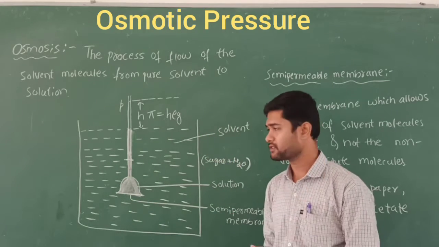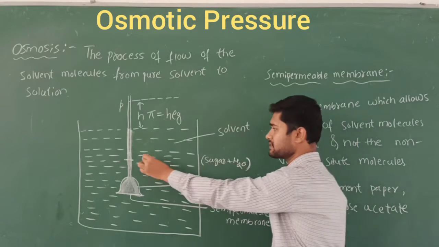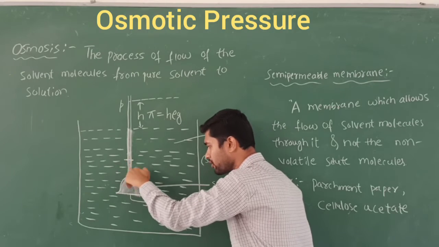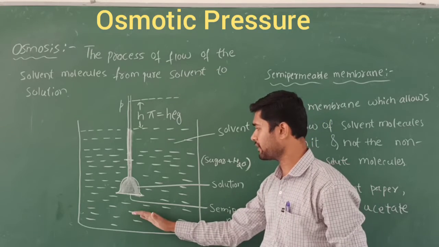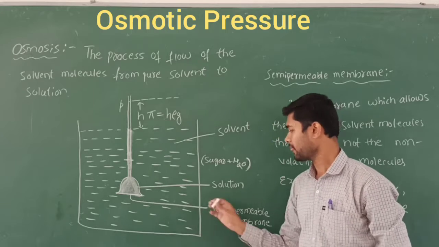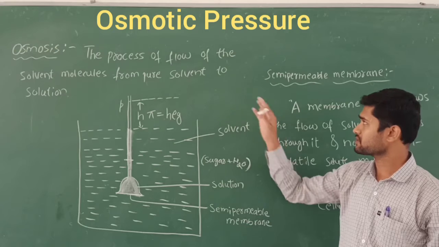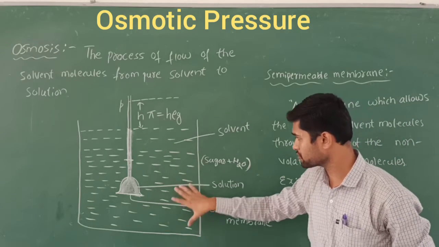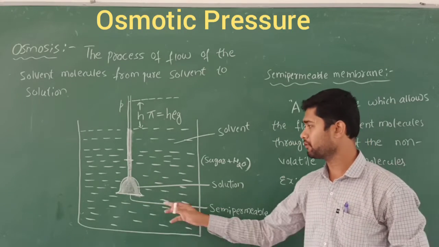The solution also contains water, because sugar and water are there in the thistle funnel. Slightly, these water molecules from the thistle funnel also flow into the solvent. But the rate of flow from the solvent to the solution is greater than from the solution to the solvent. That is called osmosis. Let's take the definition once more: the process of flow of solvent molecules from pure solvent to the solution is called osmosis.